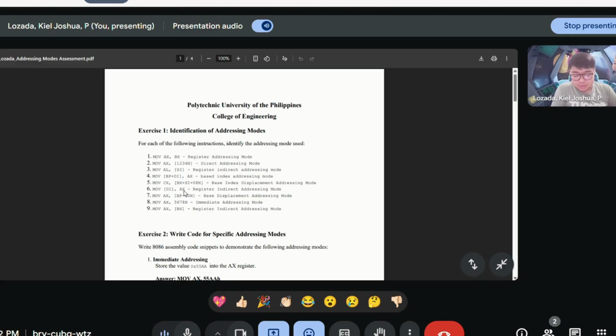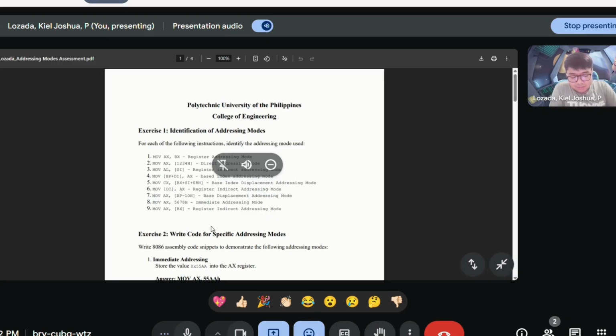Then, for number 7, MOV AX, [BP-10H]. It's an example of base displacement addressing mode because it uses BP with a negative displacement, which is negative 10H. Then for number 8, MOV AX, 5678H is an example of immediate addressing mode, where the operand is a constant value and is part of the instruction itself.